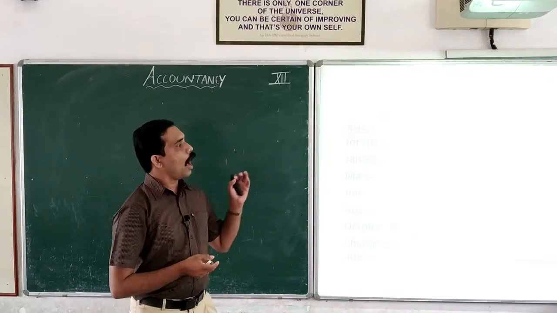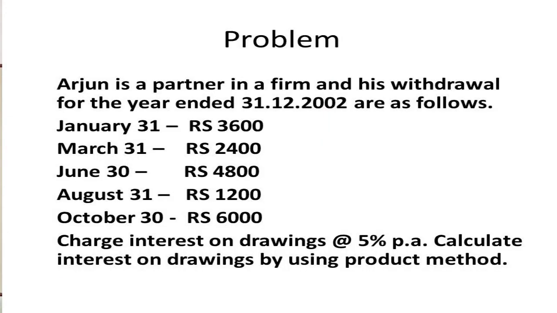Arjun is a partner in a firm and his withdrawals for the year ended 31st December 2002 are as follows: January 31st, rupees 3600; March 31st, rupees 2400; June 30th, rupees 4800; August 31st, 1200; October 30th, 6000. Charge interest on drawings at 5% per annum. Calculate interest on drawings by using the product method.